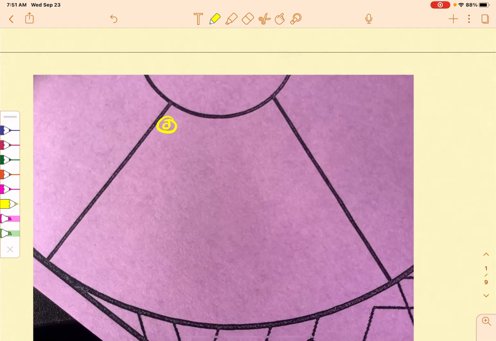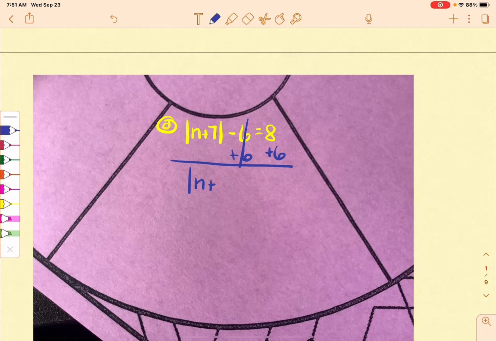Here's my first one: absolute value of n plus 7, minus 6 equals 8. In order to solve this, I need to get this absolute value by itself. So I've got to get rid of the minus 6. The opposite of subtracting 6 is adding 6. So it's the absolute value of n plus 7, and then 8 plus 6 on this side is going to give you 14.